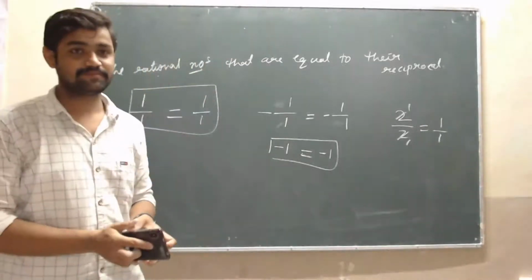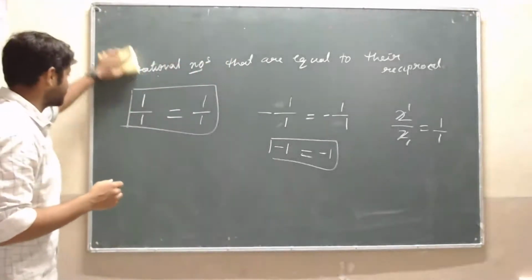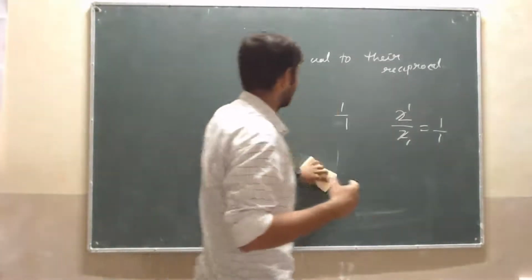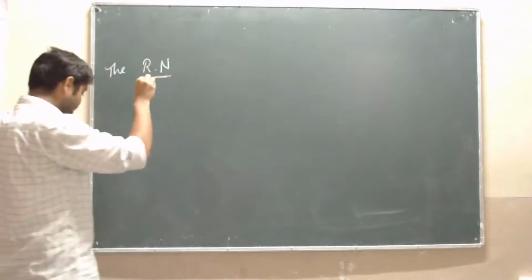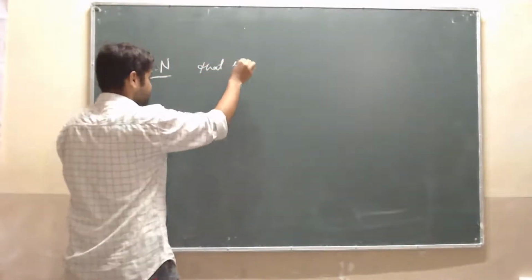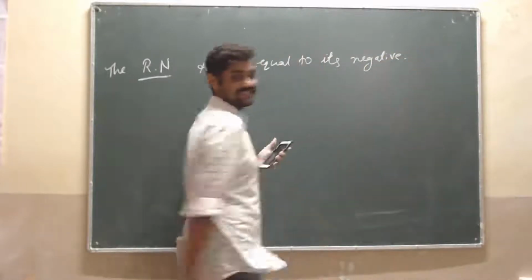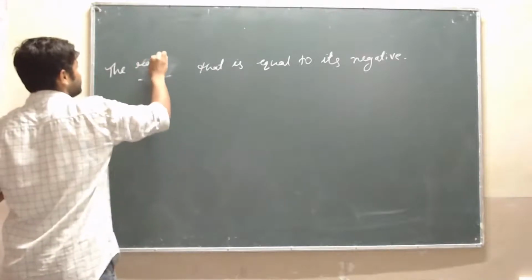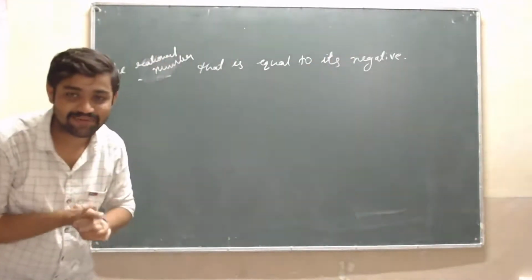One more question I have: the rational number that is equal to its negative. See this question. I will write it here, otherwise you will become confused. The rational number that is equal to its negative. Which rational number? Can you guess that?